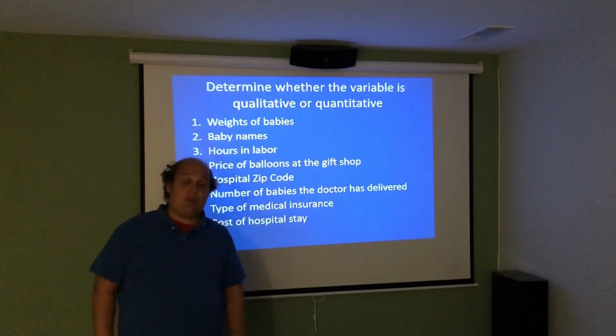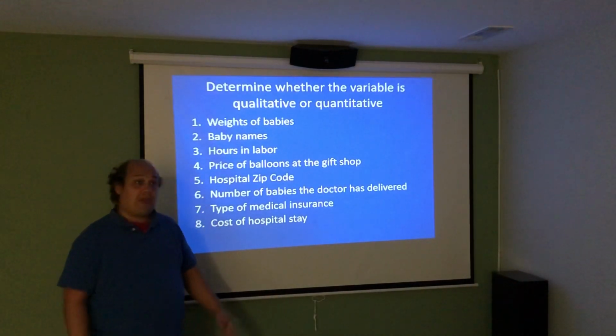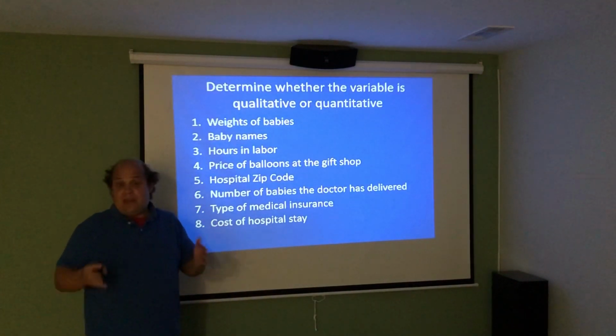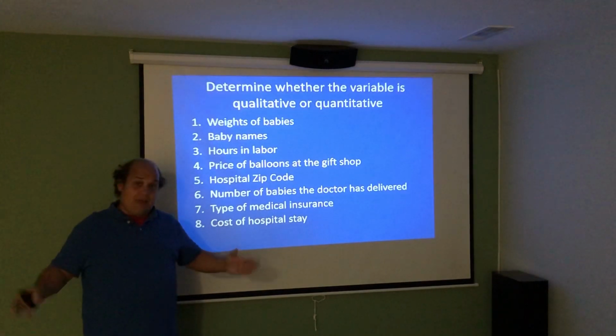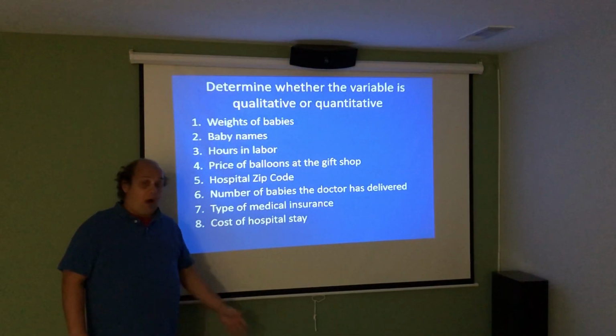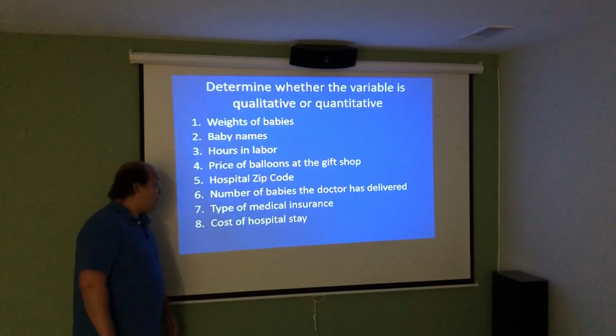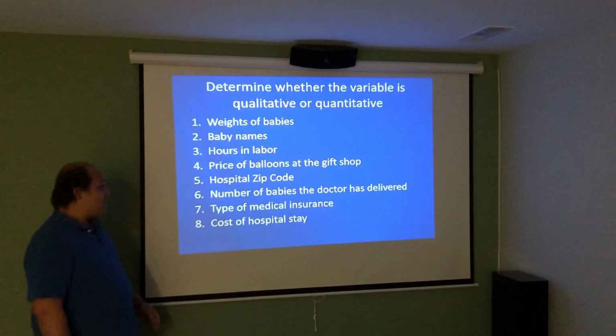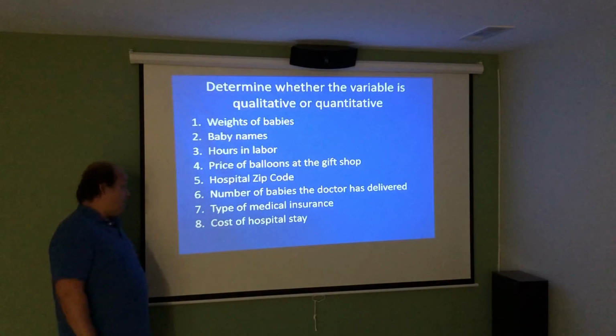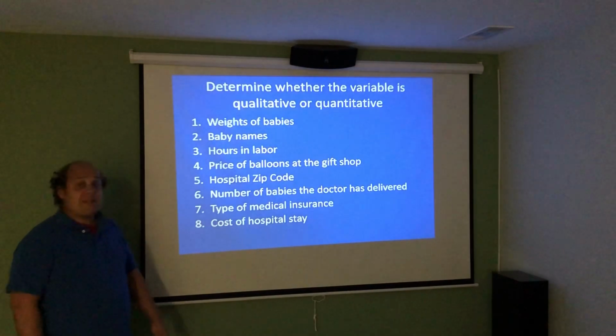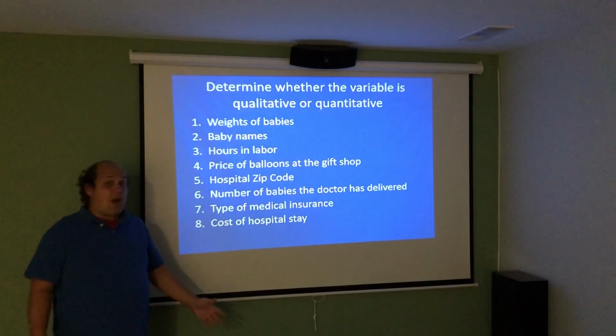Similar things happen when you deal with phone numbers or when you deal with addresses. Really, if they're numbers without context in a mathematical scale, then they're qualitative, not quantitative. So completely understand if that was the one you got wrong, but number 5, hospital zip code, should be a qualitative variable. For number 6, the number of babies that a doctor has delivered, that's quantitative.